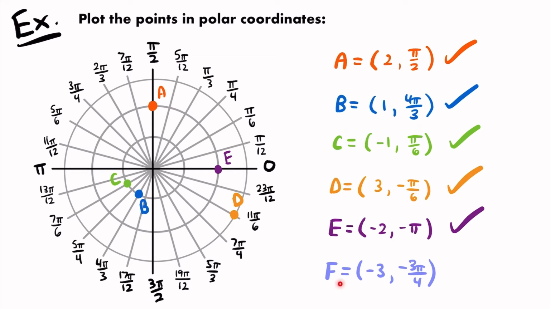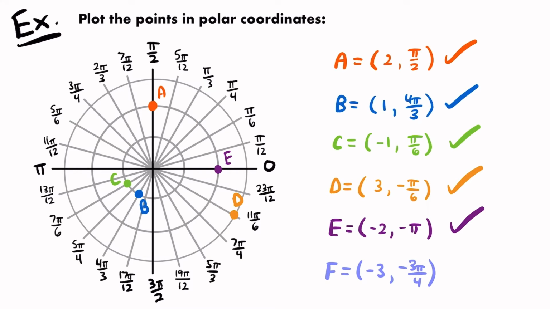Point F is equal to -3 comma -3 pi divided by 4. Once again, both the angle and the radius are negative, and so this is going to be a little bit of a tricky point to plot, but it's not going to be too bad. Let's start with the angle. We have -3 pi divided by 4. Since that angle is negative, we are going to be measuring it in the clockwise direction. We're going to start by going below the polar axis, not above.